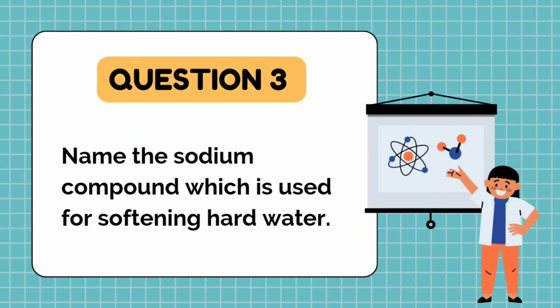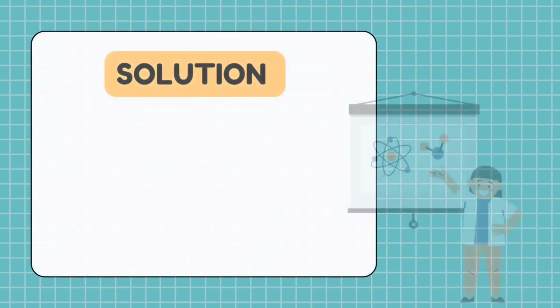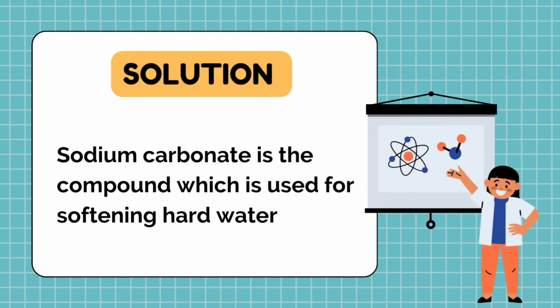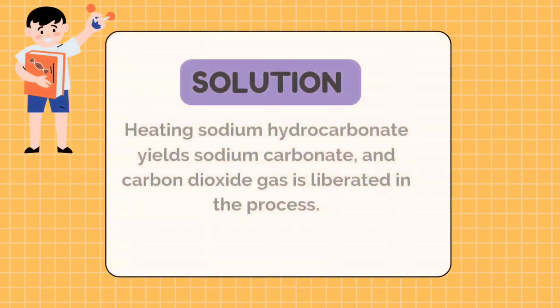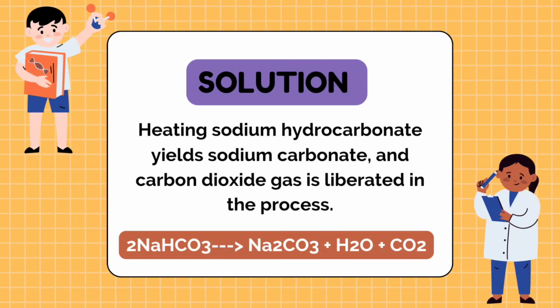Question 3. Name the sodium compound which is used for softening hard water. Solution. Sodium carbonate is the compound which is used for softening hard water. Question 4. What will happen if a solution of sodium hydrogencarbonate is heated? Give the equation of the reaction involved. Solution. Heating sodium hydrogencarbonate yields sodium carbonate, and carbon dioxide gas is liberated in the process.